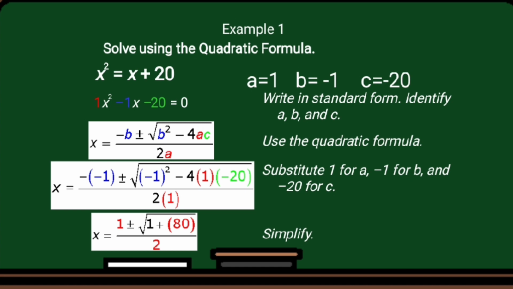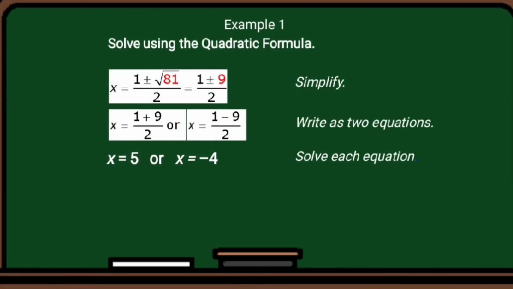Then, use the quadratic formula. X is equal to negative b plus or minus the square root of b squared minus 4ac all over 2a. Then, substitute 1 for a, negative 1 for b, and negative 20 for c. Then, let's simplify. X is equal to 1 plus or minus the square root of 1 plus 80 all over 2. Then, simplify again. X is equal to 1 plus or minus the square root of 81 all over 2, which is equal to 1 plus or minus 9 all over 2.